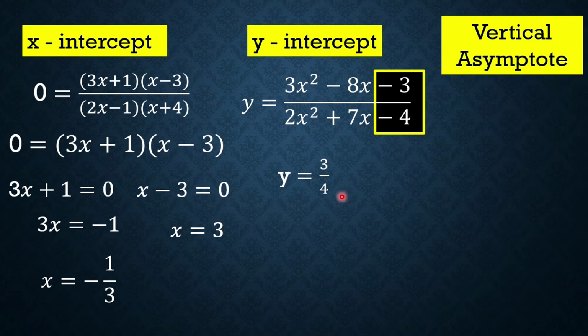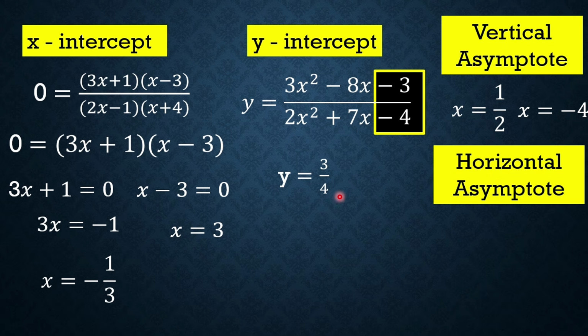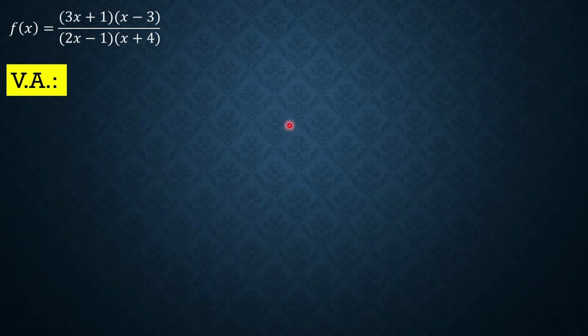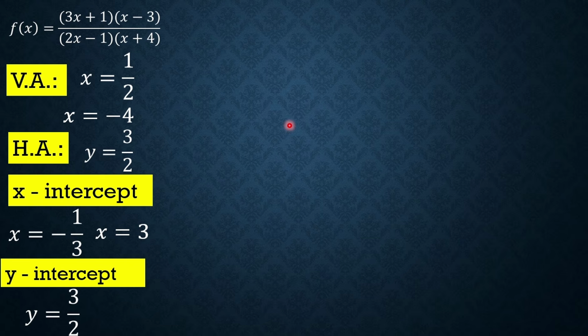Yung vertical asymptote natin, yung restricted value natin. Ano ba yung restricted value natin? Kanina nakuha natin sa domain and that is 1 half and negative 4. So, horizontal asymptote naman natin, since equal yung degree ng numerator and denominator, kunin natin yung leading coefficient. Ang leading coefficient ng numerator is 3, ang leading coefficient ng denominator is 2. Kaya yung horizontal asymptote natin is 3 over 2. And then, isa-isahin natin, ilagay sa graph.